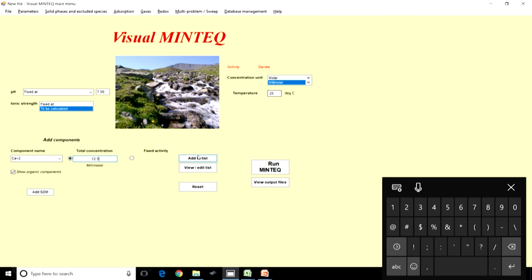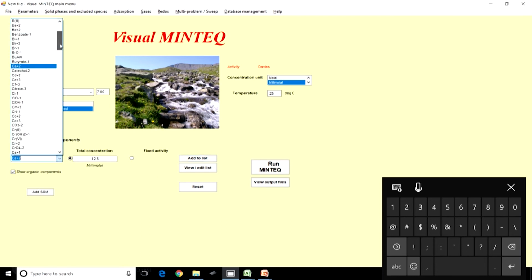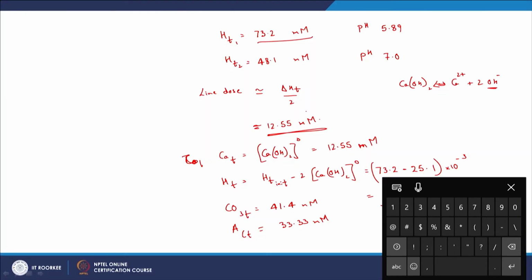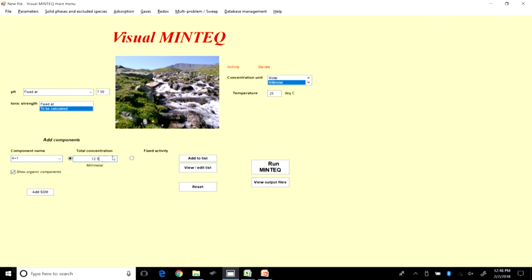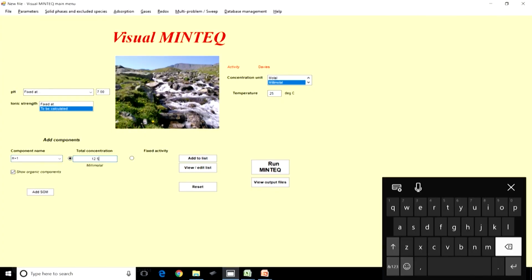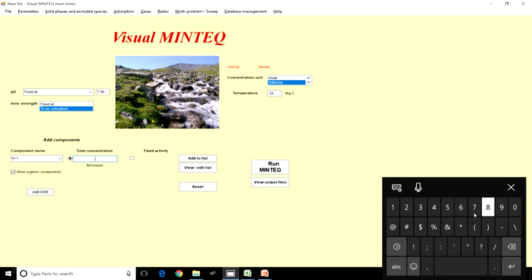And the units are millimolar. I am going to add that to the list. And obviously, I need to plug in H, right? And how much was the H total now? What is the H total here? Right, I need to look it up here. H total is equal to 48.1 millimolar, right? Okay, 48.1 millimolar. And I need to change that value here. 48.1 millimolar, units are still millimolar.